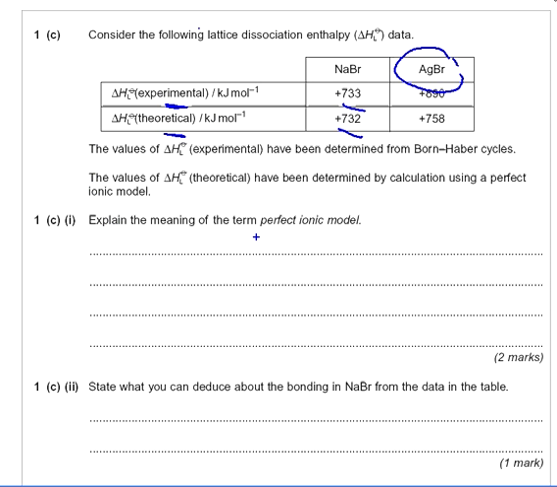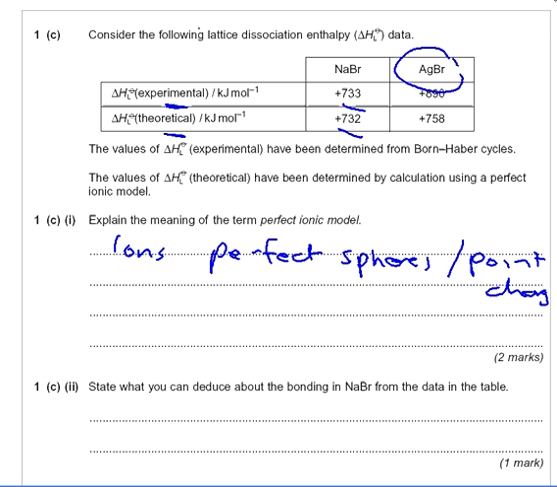And the first question is: explain the meaning of the perfect ionic model. So what we can say about the perfect ionic model is that the ions we're looking at are either perfect spheres or point charges. I'm not going to go into the physics of what we mean by point charges. It's a really interesting concept. But the first mark is for saying that ions are perfect spheres or point charges, and that they only have within them ionic bonding nature.